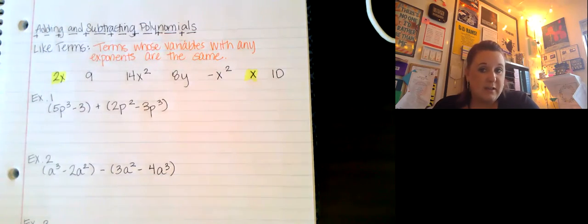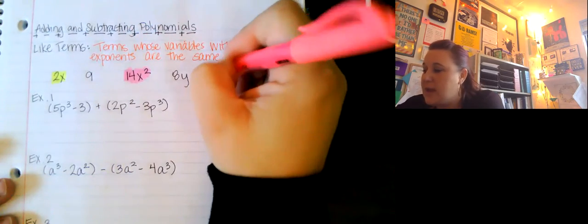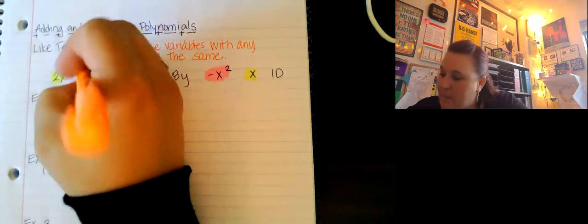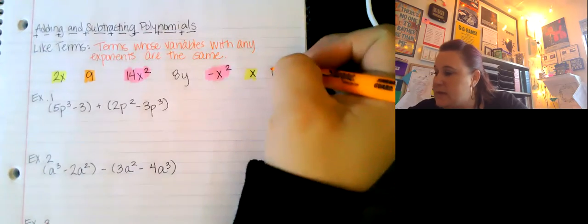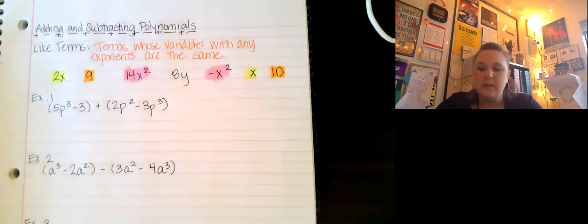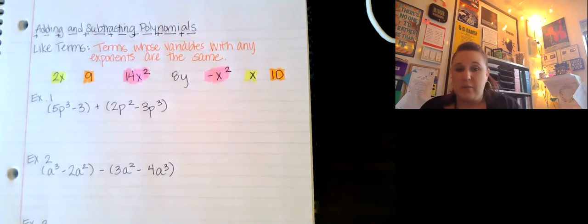Can it combine with the x squareds? No. So I have my 14x squared here that can combine with my minus x squared, right? Or negative x squared. Those two things can be combined. And then I do see one last pair of like terms, which are my constants. Constants can combine together as well because they're lacking a variable. They're just regular numbers. They follow regular number rules. Okay, so we're gonna just dive right into a couple examples.